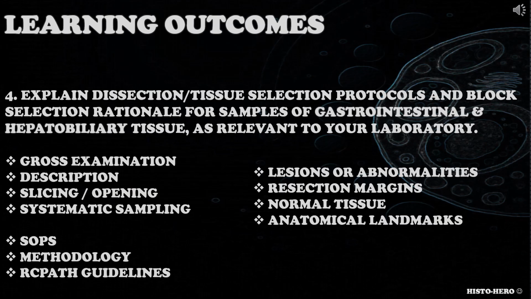Consider gross examination, description, slicing and opening, systematic sampling approach to obtain adequate representation of pathology, lymph node assessment, block selection, visible lesions or abnormalities, multiple blocks for larger tumors, assessment of resection margins, inclusion of normal tissue, specific anatomical landmarks like Peyer's patches, lymphoid tissue, transition zones, cystic duct margin, hilar margins, and so on. The steps might be specific to each department and each gastrointestinal and hepatobiliary organ. Therefore consider SOPs, methodology used and RCPath guidelines.